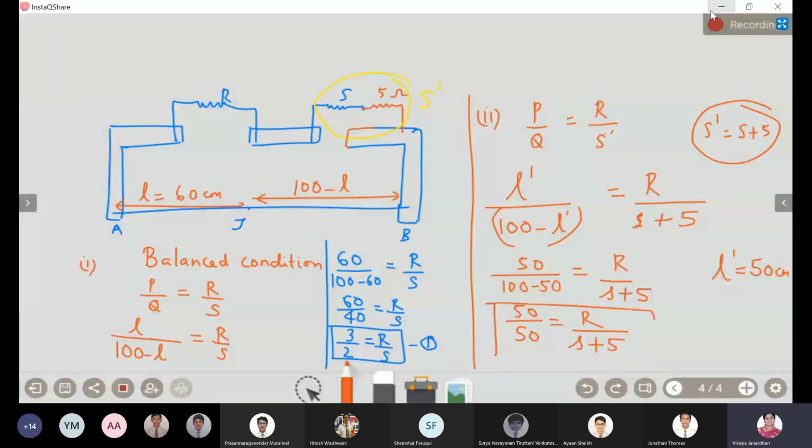So now I have equation 2. Can you solve equation 1 and 2 and find the value of R and S? What is the value of R? Yes, correct. A simple calculation.